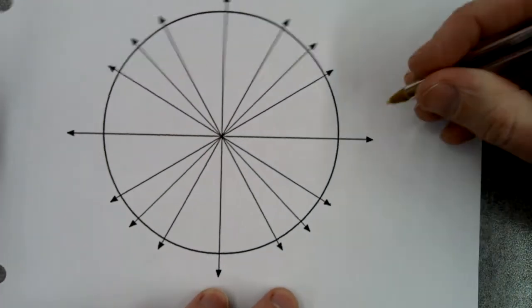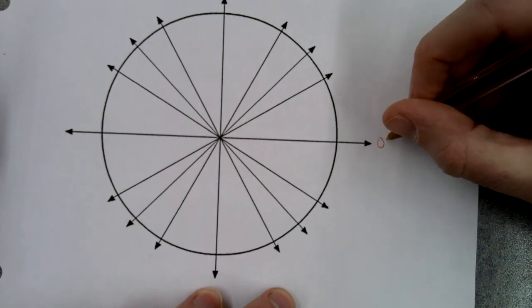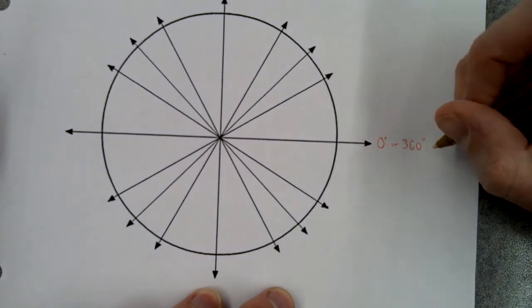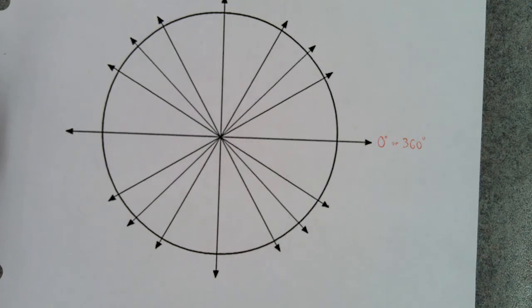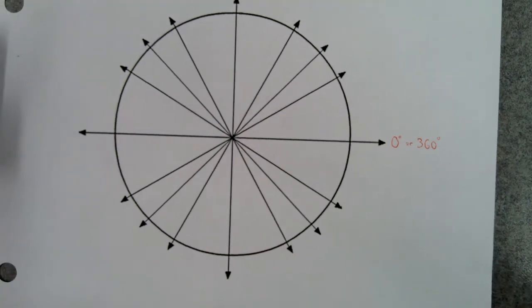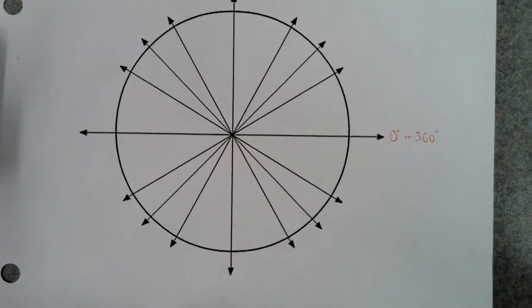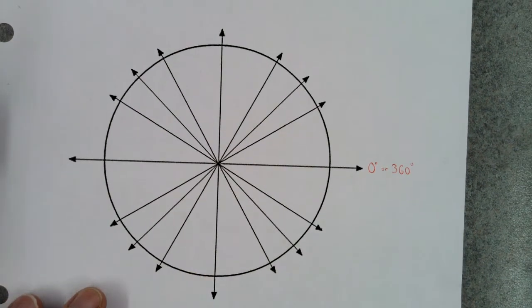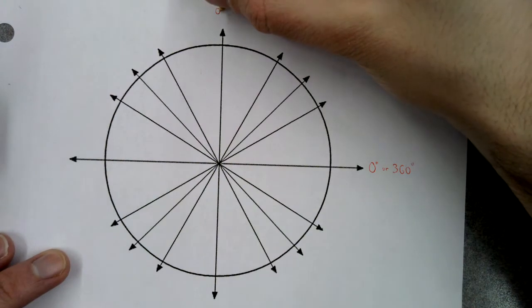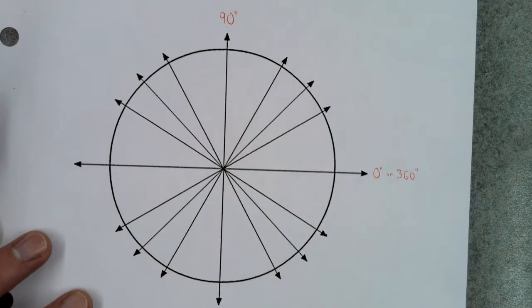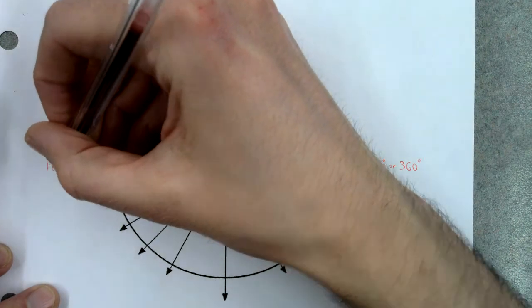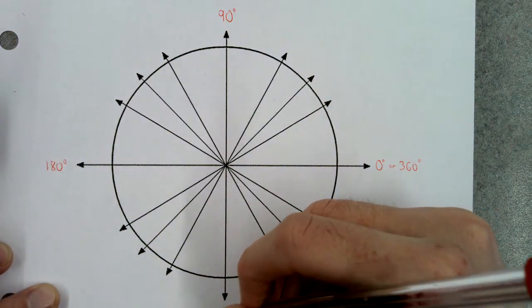So over here is 0 degrees. I'll put or 360 degrees because when we get all the way back around, it's at 360. Up here is 90 degrees, remember? Over here is 180 degrees. And over here is 270 degrees.